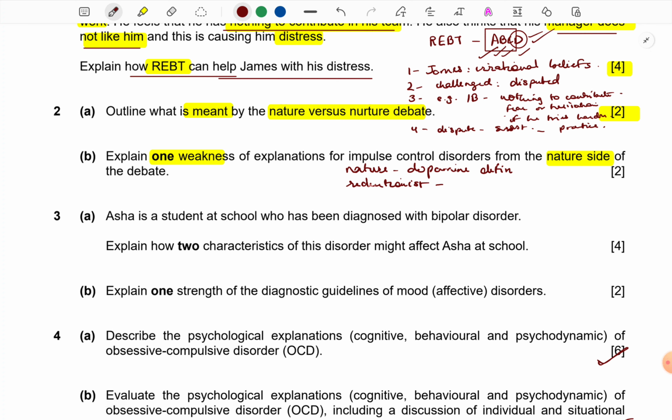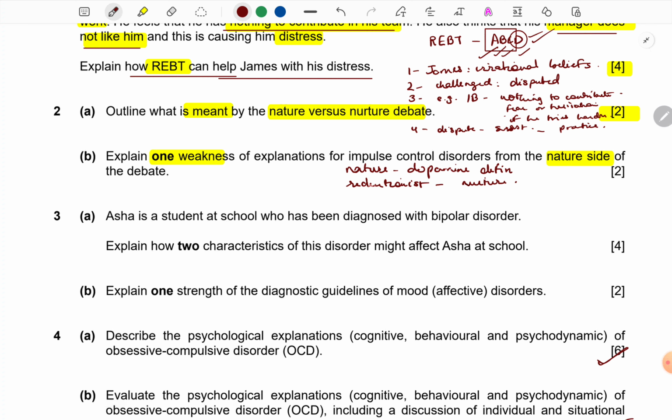Another problem that arises is that it is very deterministic to say something is because of nature. It can result in hopelessness because we are talking about disorders. So if we say something is genetic, it can discourage people from seeking treatment because they feel that they cannot exercise their free will and overcome the impulsive condition because it's being caused by genes which are beyond their control. Right now, I would go for reductionism as the weakness, and I would suggest that nurture can also explain impulse control disorders.